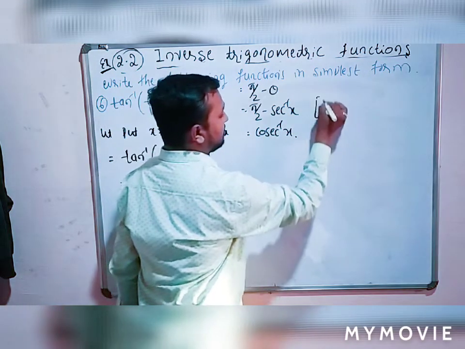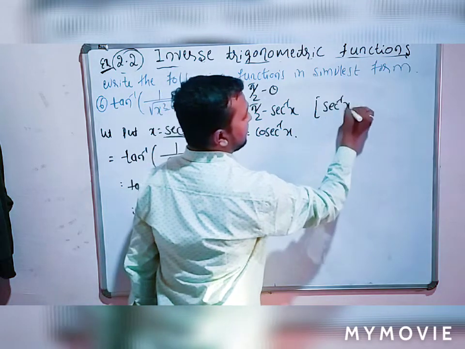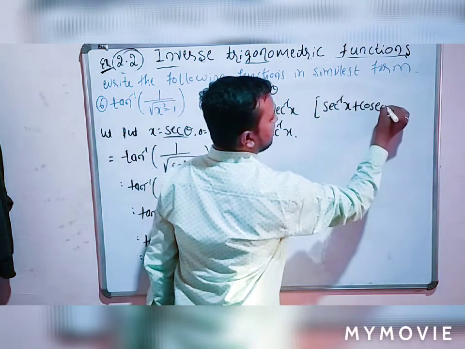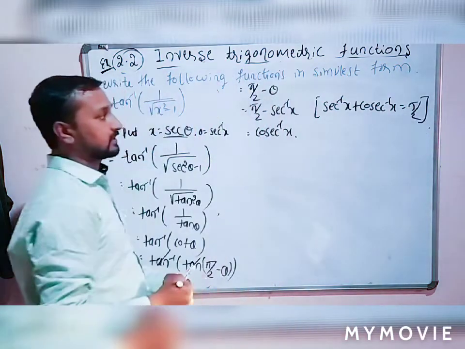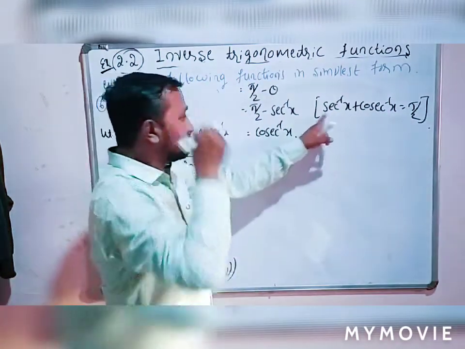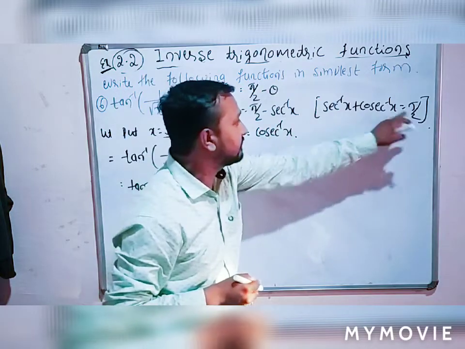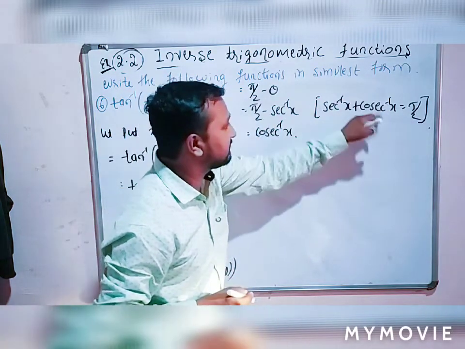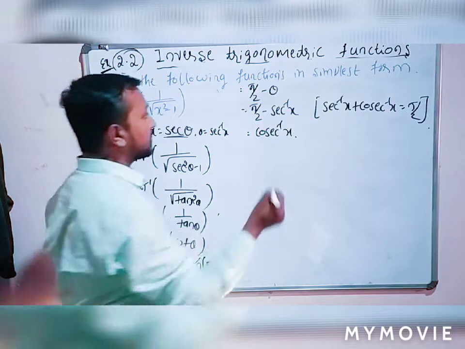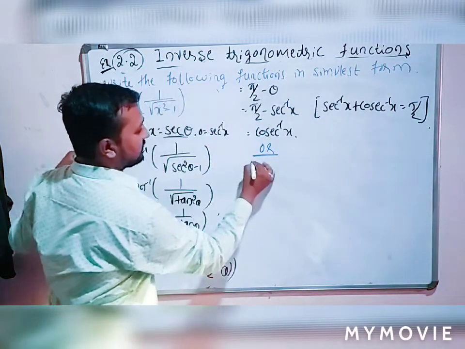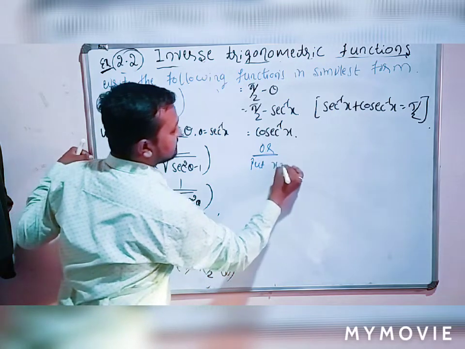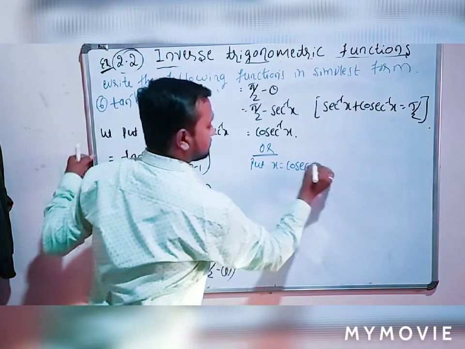Already we know the formula sec inverse of x plus cosec inverse of x is equal to pi divided by 2. Then pi by 2 minus sec inverse of x is nothing but cosec inverse of x. Or another method, in this example, put x equal to cosec theta.